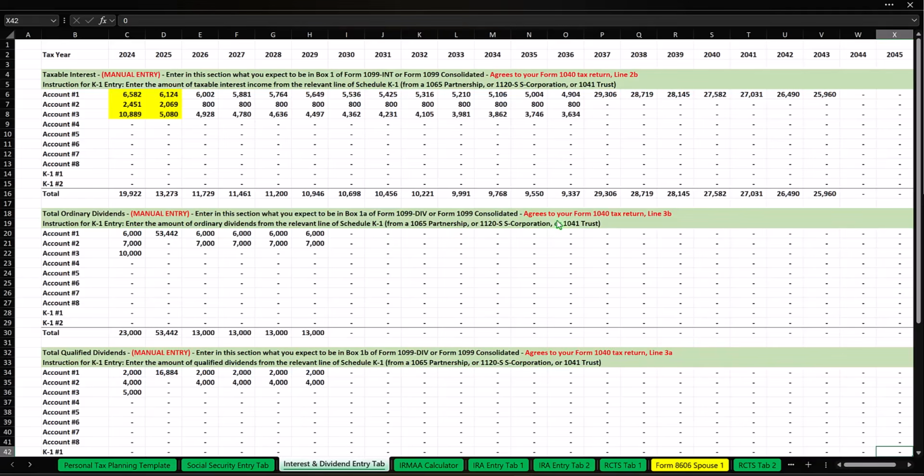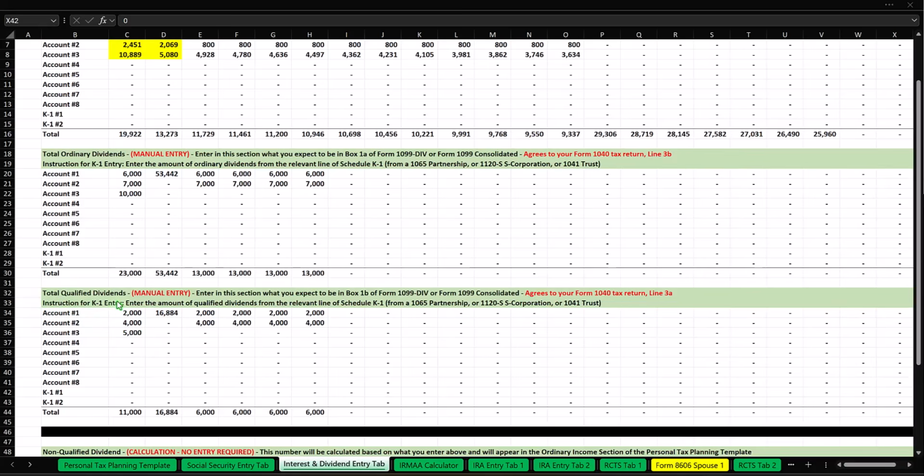Ordinary dividends is what will be on your Form 1040 tax return line 3B for years that are already filed. For example, when filling out your 2025 column, if your 2025 tax return is already filed, then the grand total right here at the bottom of this section should be the same number that is on your 1040 tax return line 3B. And moving down a little bit further to the qualified dividends section, the grand total for a year that has already been filed, in this case we're talking about 2025, this grand total here should agree to your Form 1040 tax return, line 3A.